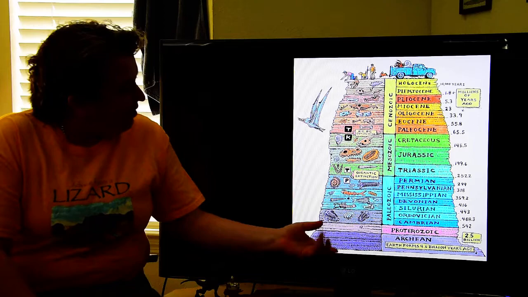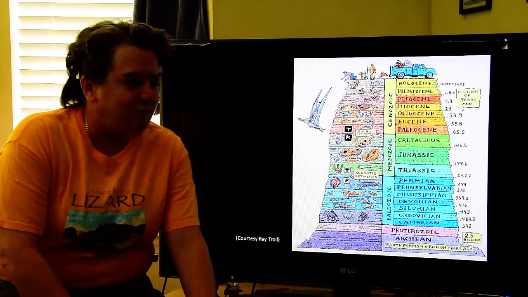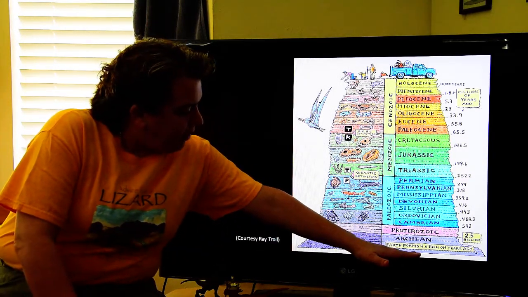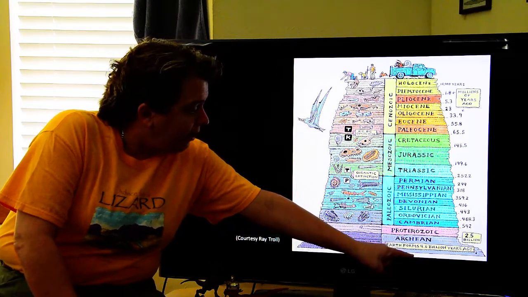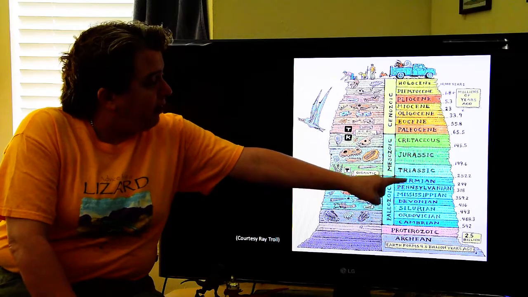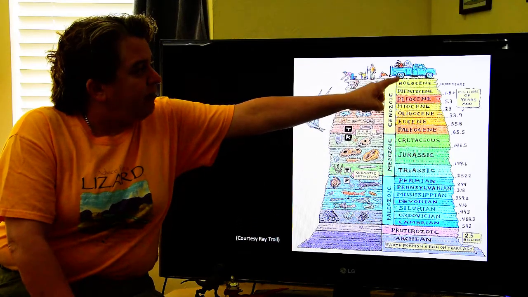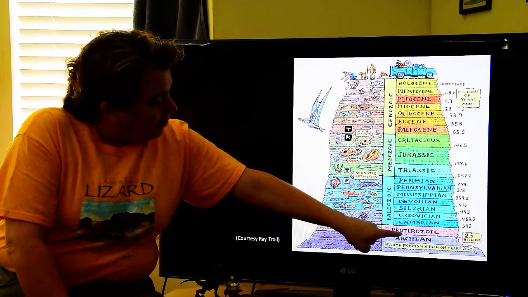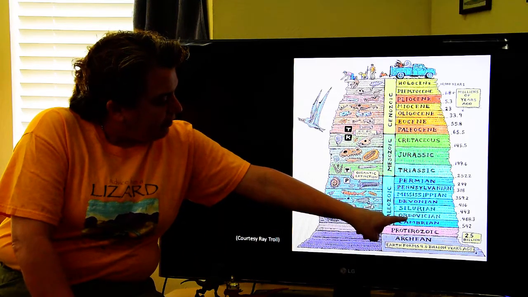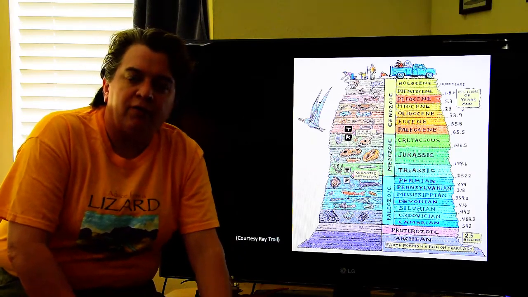This is a kind of cartoony way of looking at the geologic time scale, where way back here is 4.6 billion years ago when Earth began. And as we move our way upwards, that's basically where we're getting to today. And you'll notice that there are all these different names to different time periods.